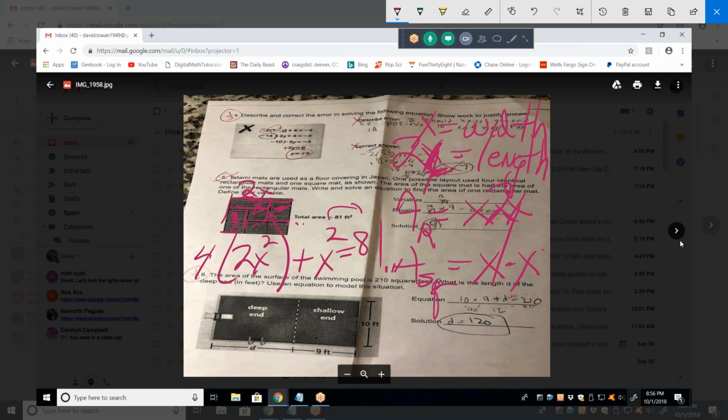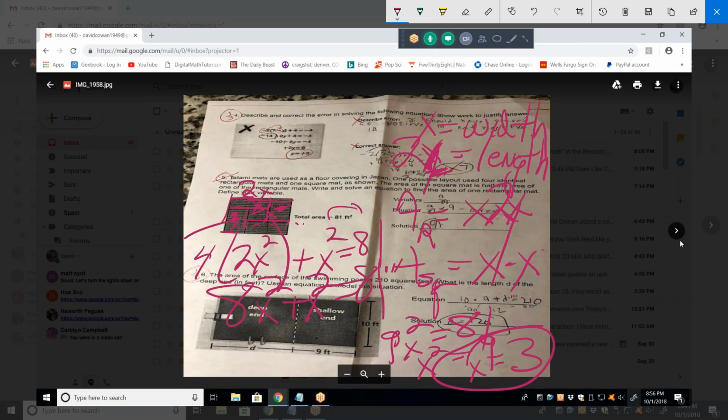So what do I end up with? 8X squared plus X squared equals 81. That's 9X squared equals 81. That's X squared equals 9. That's X equals 3. So now we've solved the problem.